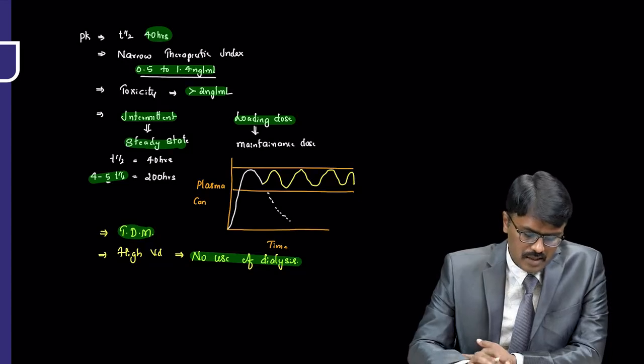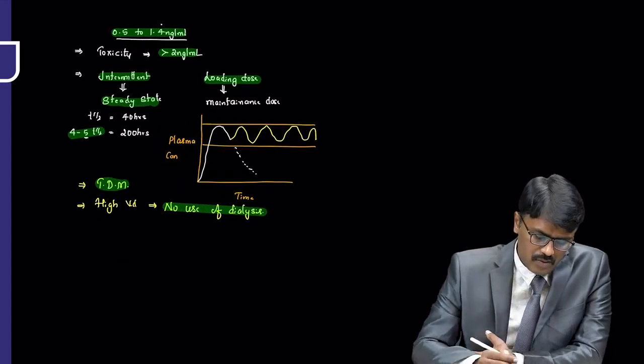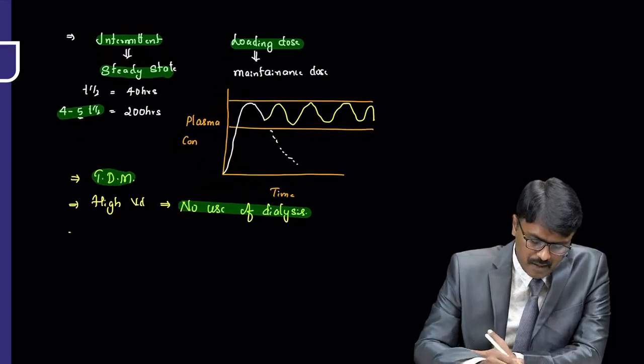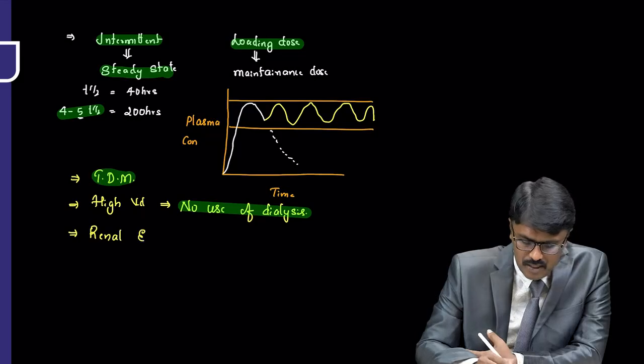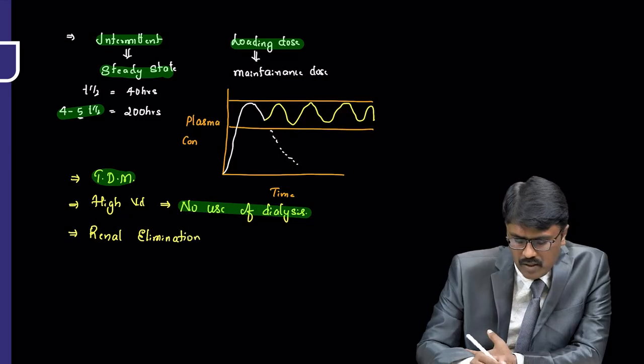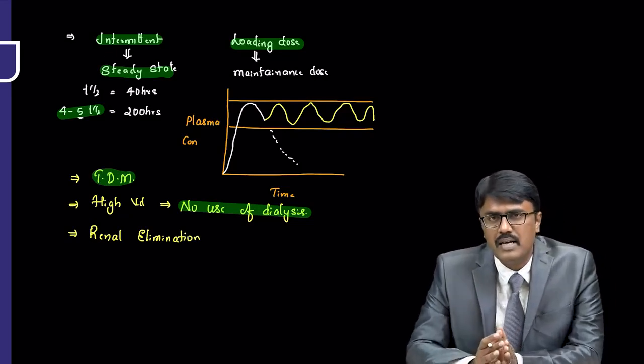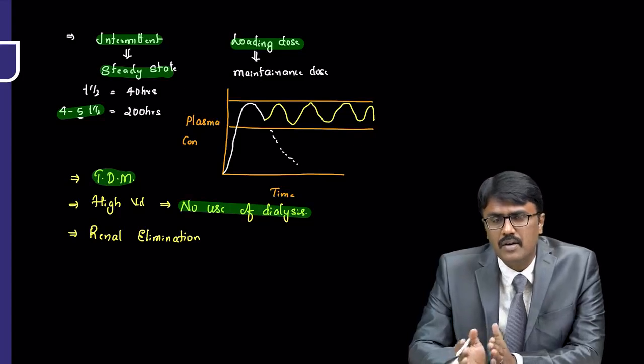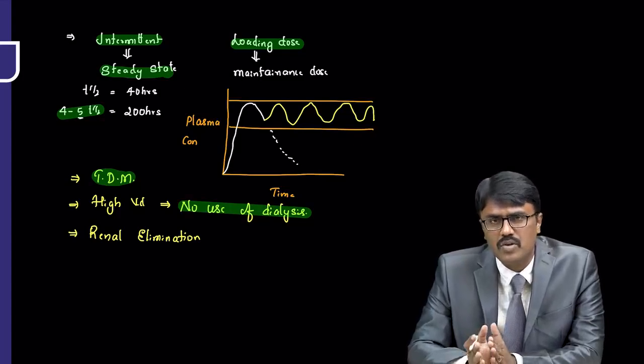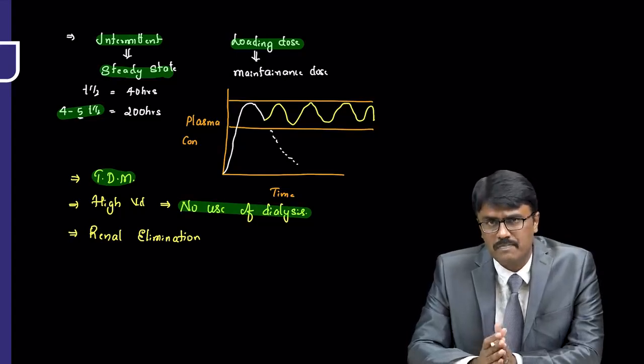Once I understand this, one more important point I want to highlight here is that the drug undergoes renal elimination. So the drug is eliminated by the kidney. So why should I know this point? The point I should know is, if the patient has renal failure, should I give the digoxin? You have to decrease the digoxin dose, or the patient will have digoxin toxicity.